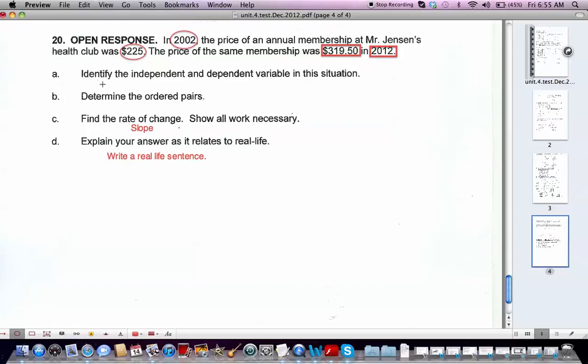So you're going to tell me what the independent variable is, and you're going to tell me what the dependent variable is. Once you do that, you're going to determine the ordered pairs. Part C, after you do that, from the ordered pairs, you're going to find the rate of change. And what is the rate of change? It's just slope. You're going to find slope. And you need to use the slope formula.